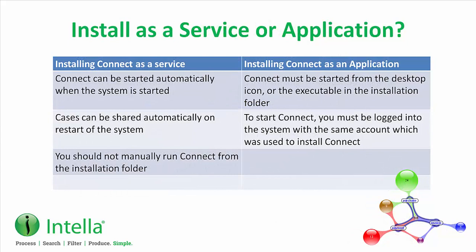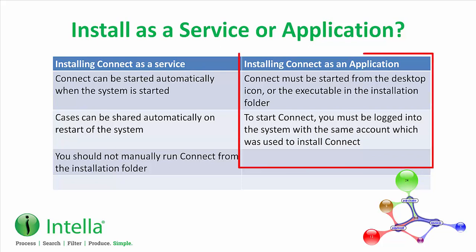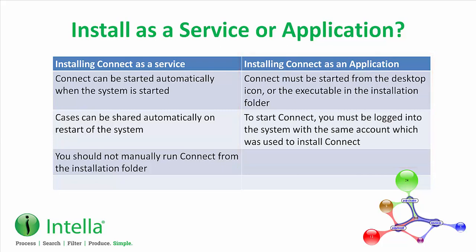This video demonstrates installing Connect or Node either as an application or by installing the product so it runs as a Windows service. Note that when Connect or Node is installed as an application, it must be started with the same user account logged onto the system which was originally used during the installation process. For example, if I install Connect while logged into the system as Bob, I must be logged into the system as Bob to run Connect.